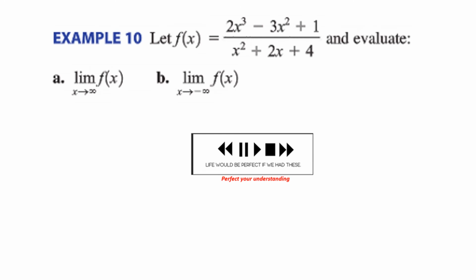Here's another example, and you're supposed to evaluate the limit as x goes to infinity of f of x, and the limit as x goes to minus infinity of f of x. And here is f of x. You know what to do. Let's see how you did.